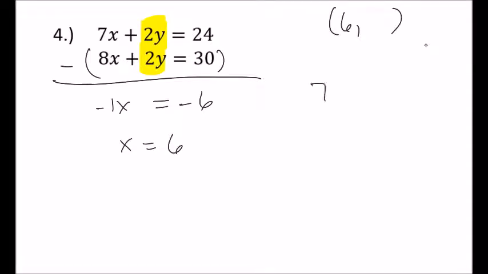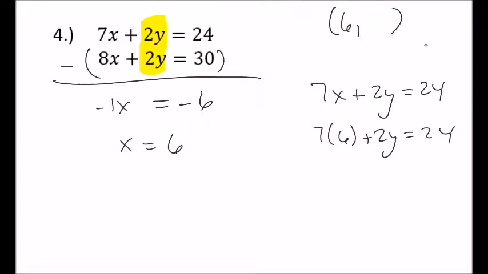Let's plug that in. 7x plus 2y is equal to 24. 7 times x, well, x is 6, plus 2y equals 24. 42 plus 2y equals 24. Minus 42 from both sides, we get 2y is equal to 18. Y equals 9.